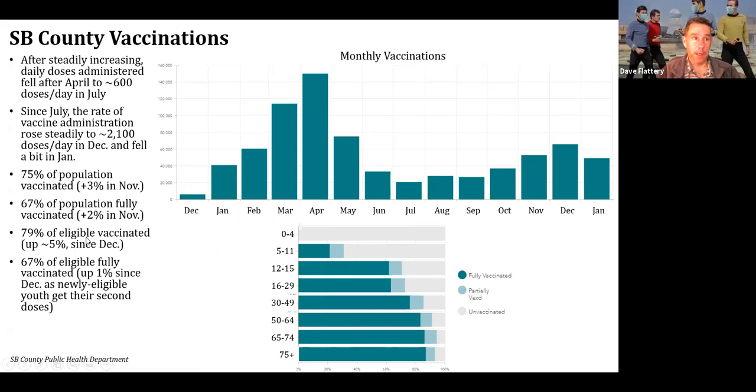79% of the eligible are vaccinated, and tracking that number is a little different because the eligible population changed not long ago when the younger people became eligible, but that's up. The first time I reported it, it had actually gone down because the population got bigger faster than the number of vaccinations got bigger, but now it's up since December by about 5%. 67% of the eligible are fully vaccinated. And of course, all those kids that became eligible have to wait for their second dose before they're fully vaccinated. So that's only up about 1%. But that delivery is happening.